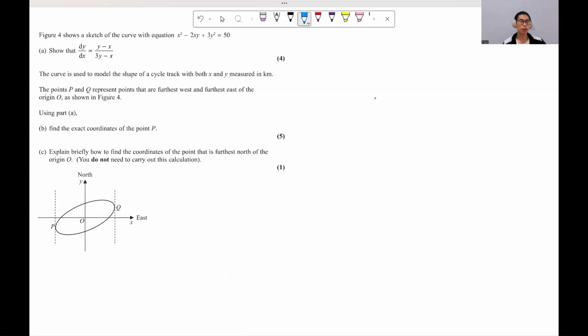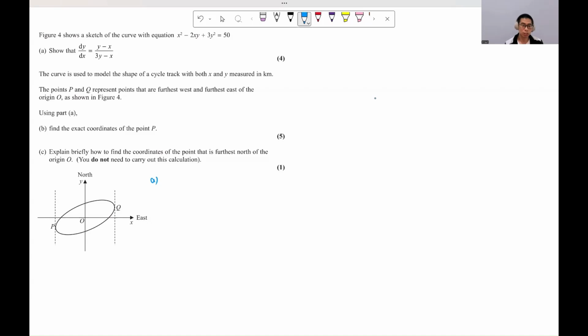Question 9. Figure 4 shows a sketch of the curve with equation x squared minus 2xy plus 3y squared equal to 50. And then part A just wants us to show that dy over dx equal to y minus x over 3y minus x. Okay, so it's basically implicit differentiation.